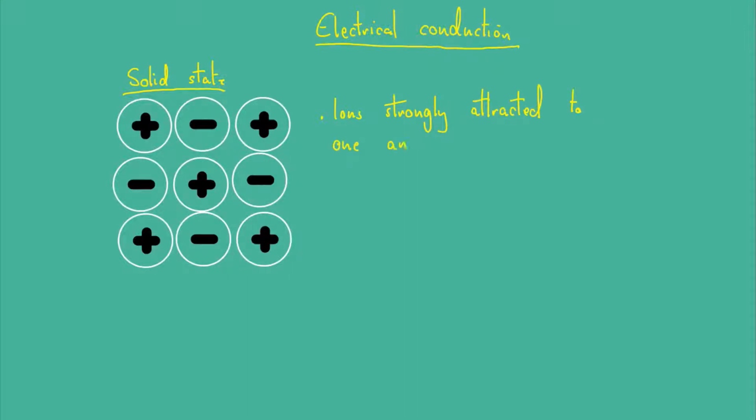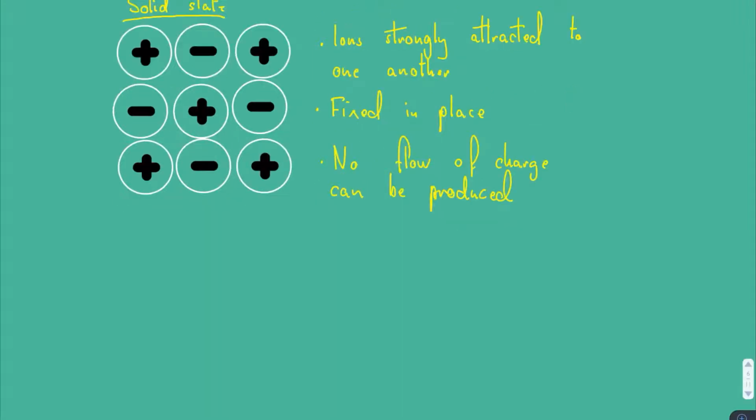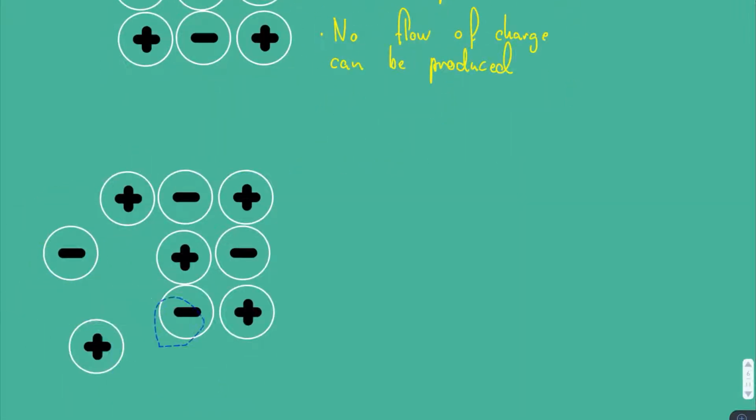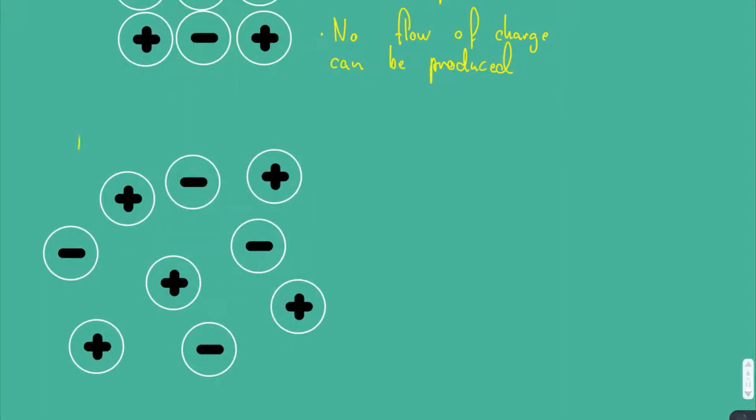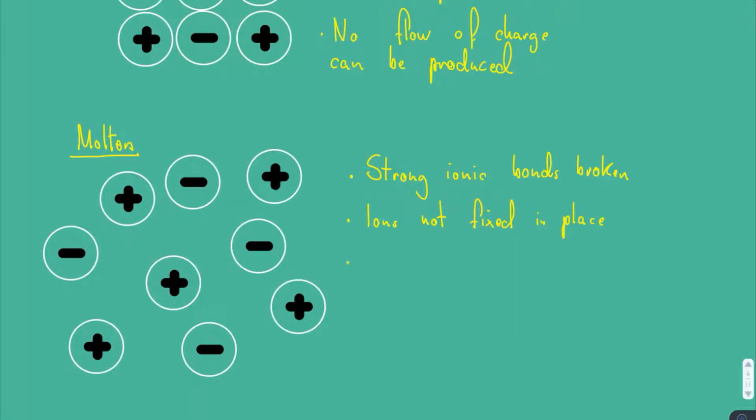And remember, electricity is just the flow of charged particles. An ion is a charged particle, and as a result, if you can produce a flow of ions, then you can produce electricity. So yeah, ions are able to conduct electricity, but only in their molten state, because that's when the ions are free to move.